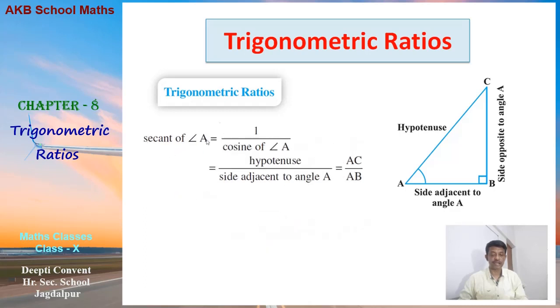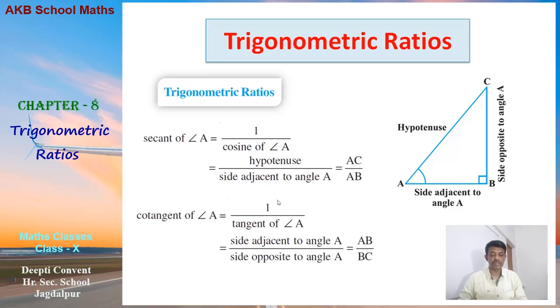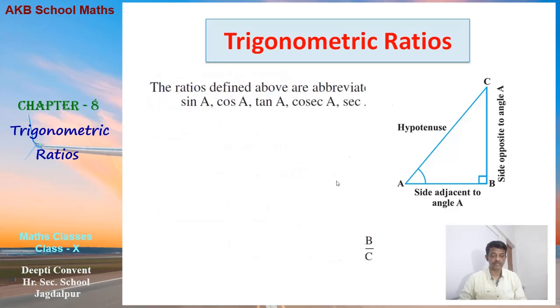Similarly, secant is the inverse of cosine, hypotenuse by this, and cotangent of A is the inverse of tangent, 1 by tan. So this is the basic definition of trigonometric ratios. These six are the trigonometric ratios. That is, ratios having a value just like a real number. So the values of ratios are real numbers.